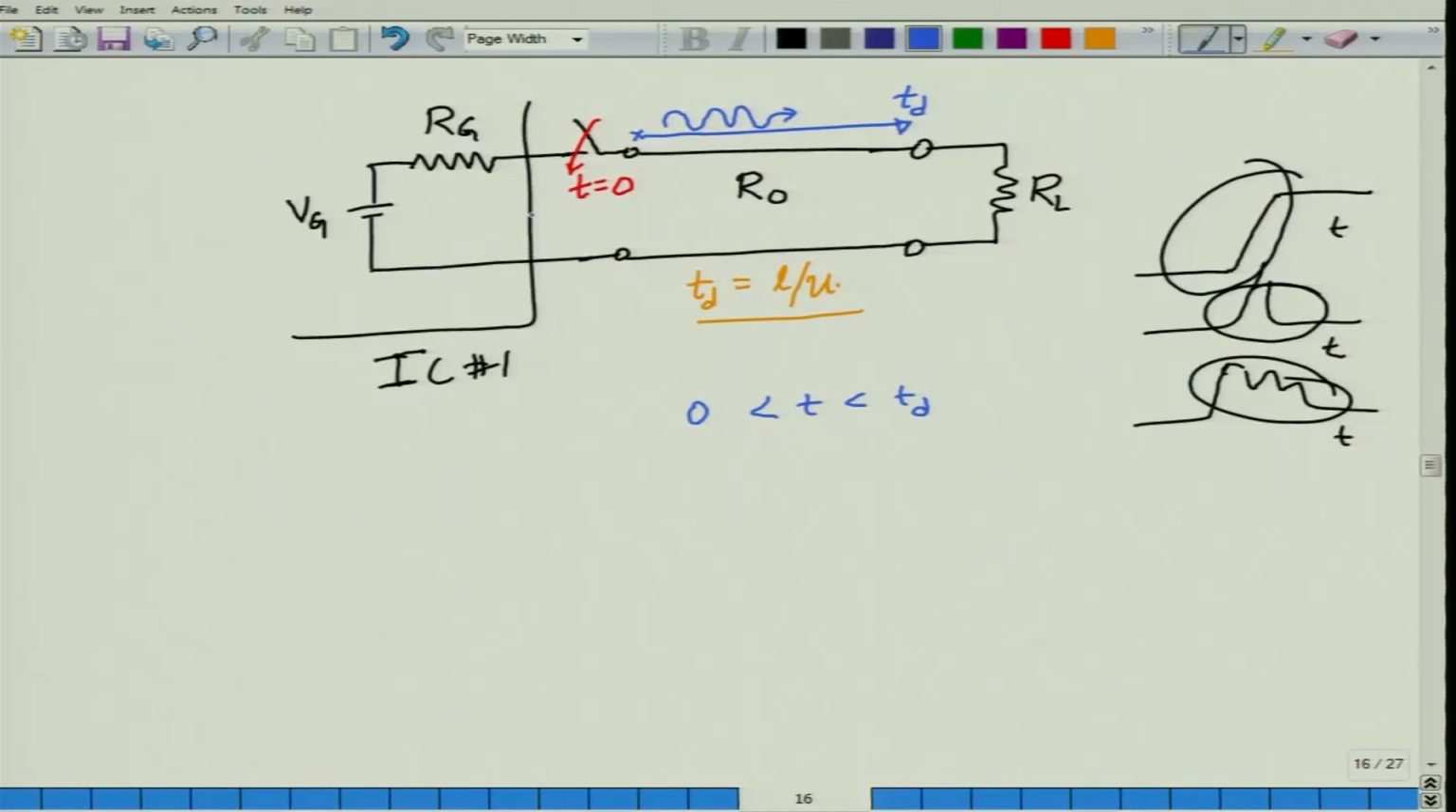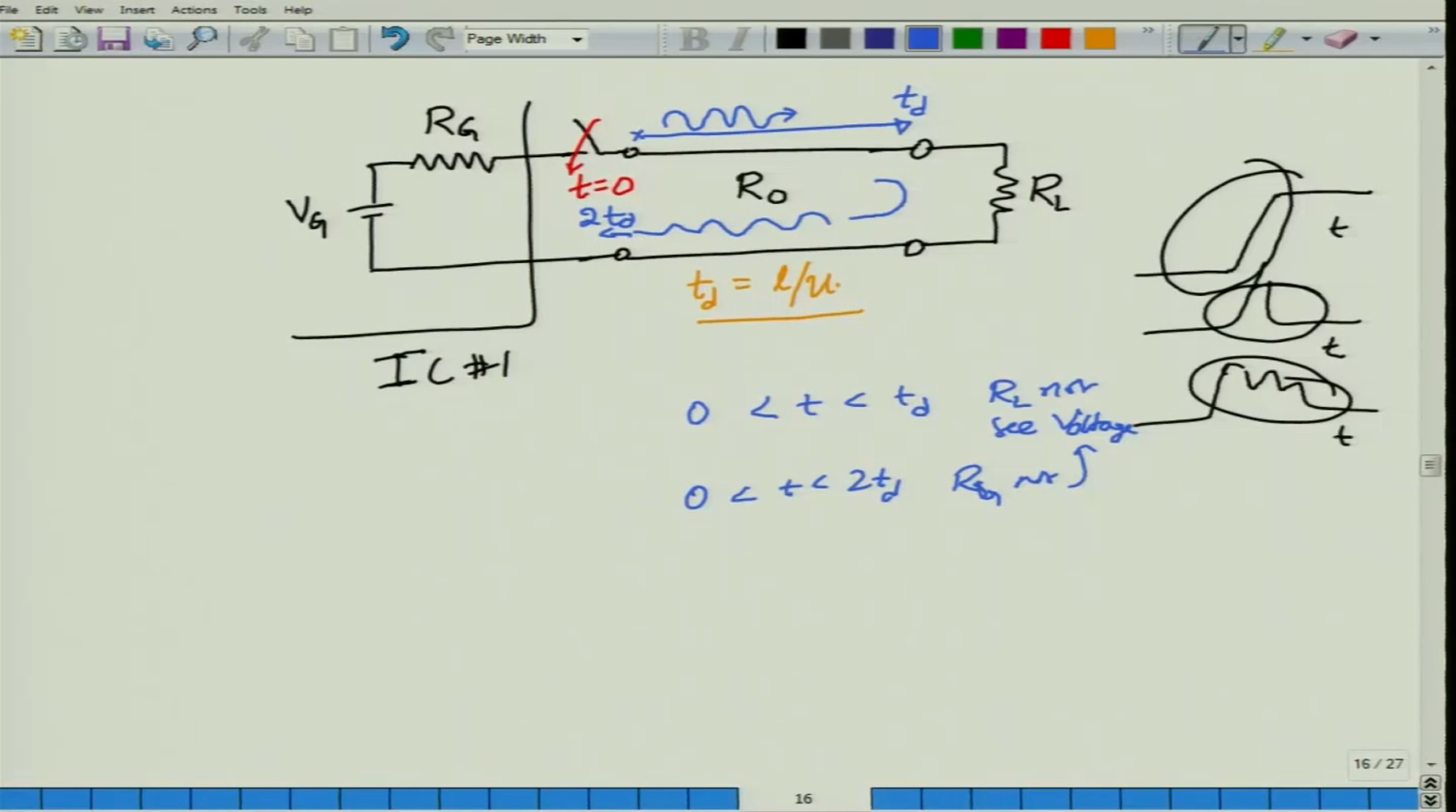In fact, the source does not see the load until the voltage goes here, and because RL will not be equal to R0, there will be a reflection. The reflected voltage would propagate and arrive at a time of 2 times the time delay. So, from time 0 to Td, the load will not see the voltage, and from time 0 to 2 Td, the source will not see the change. Whatever changes happen, Rg would not see them.